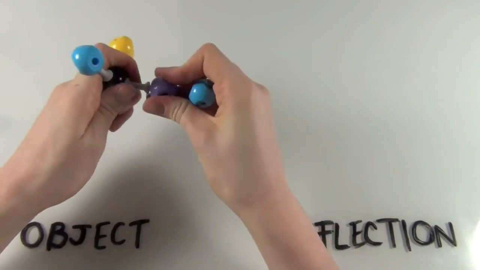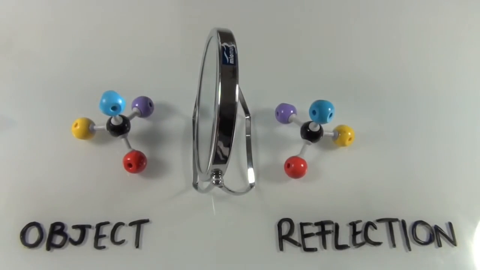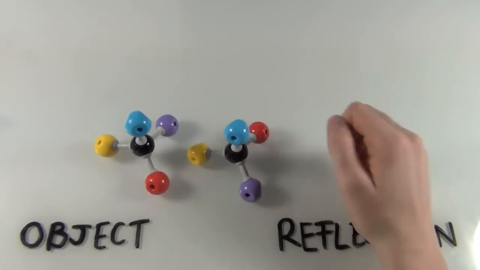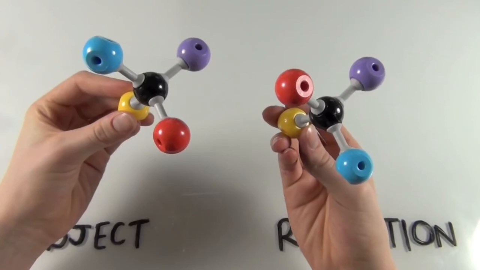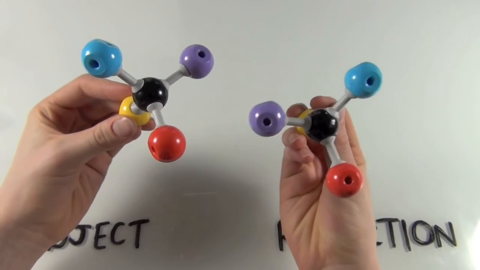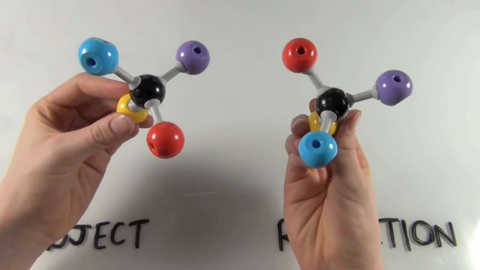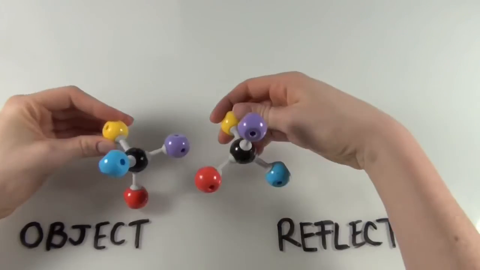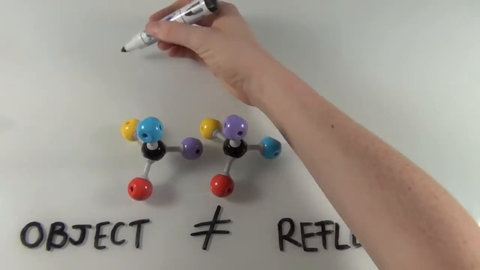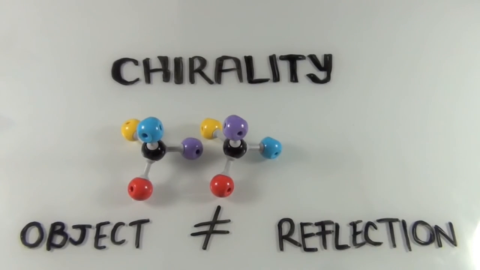So changing the final ball to purple, we have the object and its reflection. And what I'm trying to show you here is that there's no way that I can rotate the reflection of the object so that all the colours are in the same place. In other words, the object is not identical to its reflection. And this is what chirality is all about, when the object is not identical to its reflection.